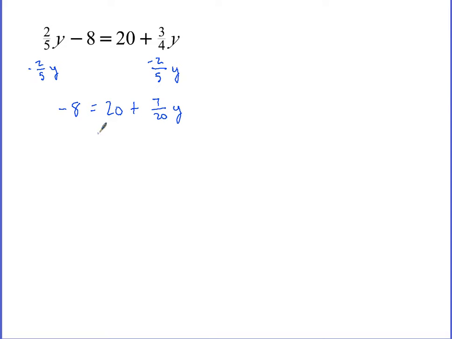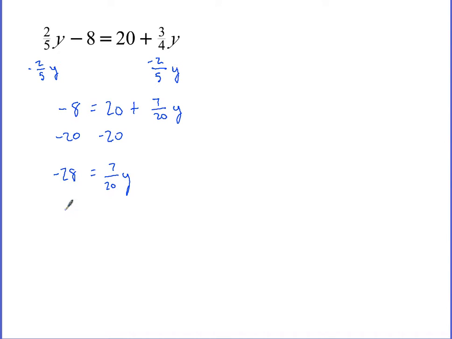Okay. Now I want to do something here to get that away from the variable. So minus 20 and 8. Negative 8 minus 20 would be negative 28 equals 7/20 y.